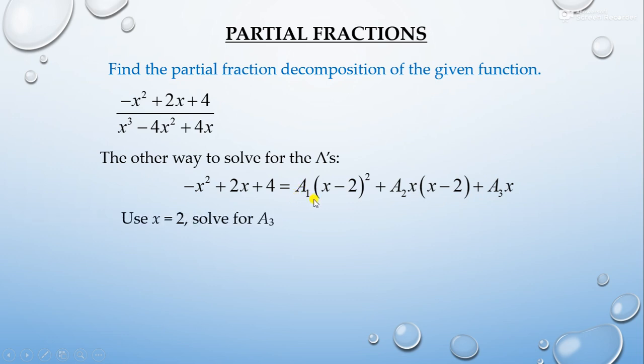So just do it. When you put x equal to 2, you get the value of a3, that is 2. When you put x equal to 0, both terms become 0, so the only remaining term is a1, and putting x equal to 0 here, you can find the value of a1, that will be 1. Now, how to find the value of a2?